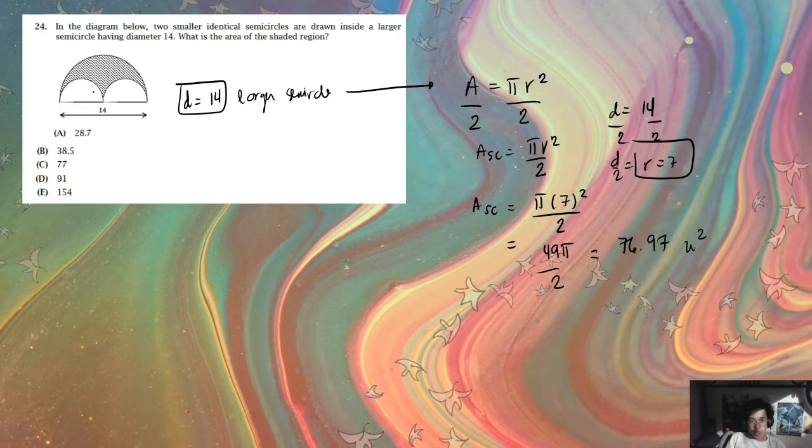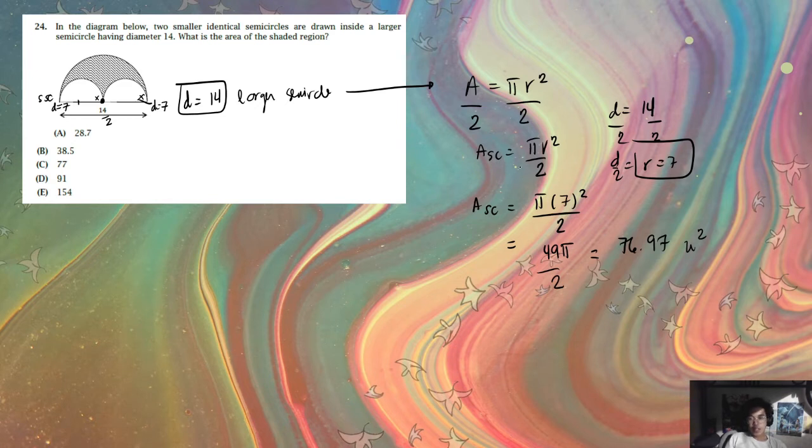Now, we still have a problem though. We have these two smaller semicircles, these white parts, that we have to find the area of. How do we know the radius or the diameter of these semicircles? Since both of them originate from the center of this bigger semicircle, we can divide this 14 by 2. So the diameter of the first smaller semicircle is equal to 7, and the diameter of the other one is also equal to 7.